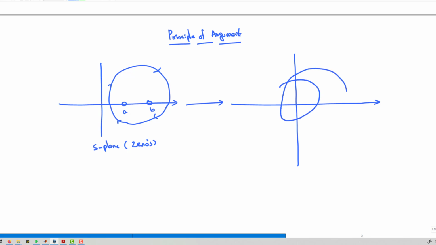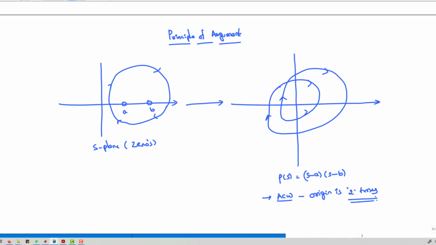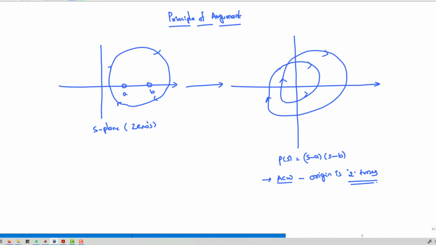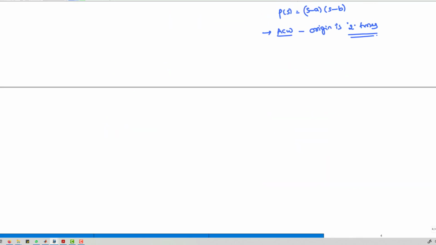So now these two are encircled. Whenever there is a zero, there is a movement in the clockwise direction. These are all moving in a clockwise direction when there are zeros. When there is a pole, then this will go in an anti-clockwise direction. You have to be a little careful here.